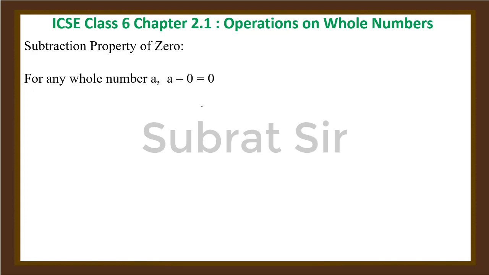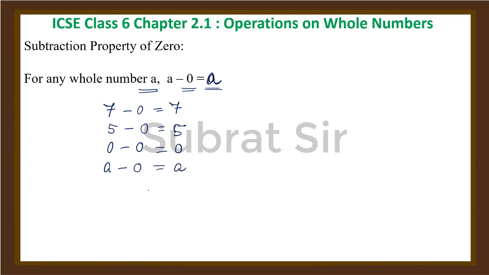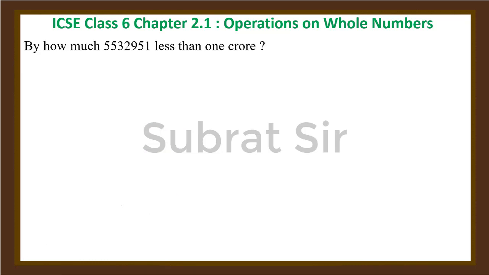Subtraction property of 0. For any whole number A, if we subtract 0 from it, sorry, it was wrong before, the number will remain as usual. Let us take an example. 7 minus 0 is 7. Let us take 5. 5 minus 0 is 5. Let us take 0. So 0 minus 0 is 0. So for any whole number A, when we subtract 0 from it, the number will remain as usual. This is the subtraction property of 0. Then we will move to the next slide.